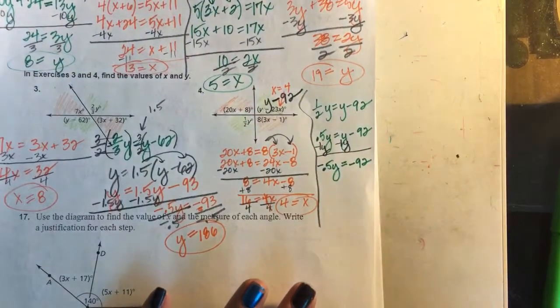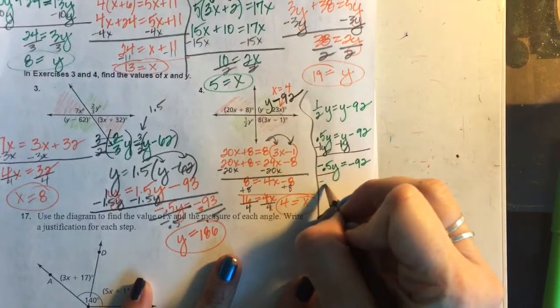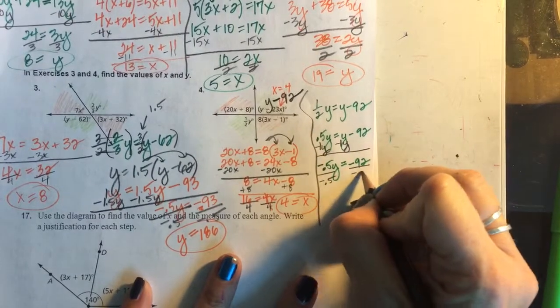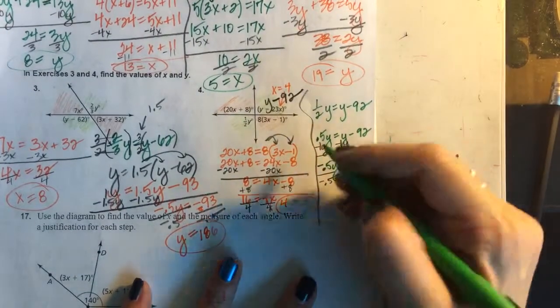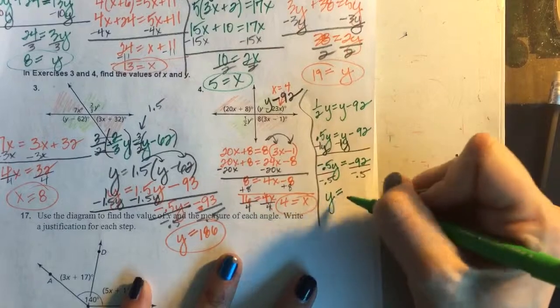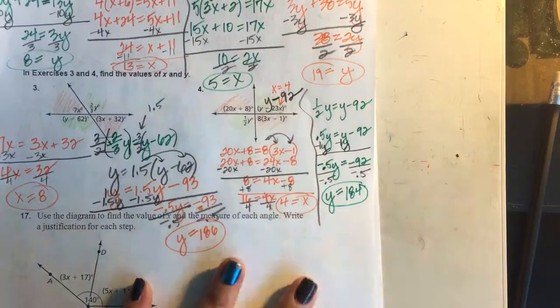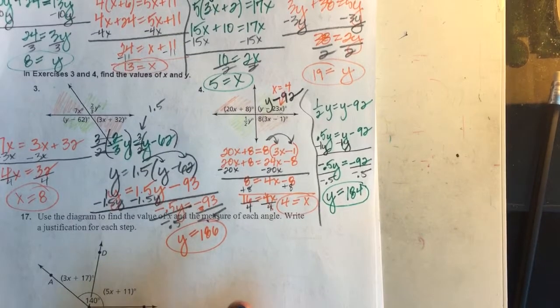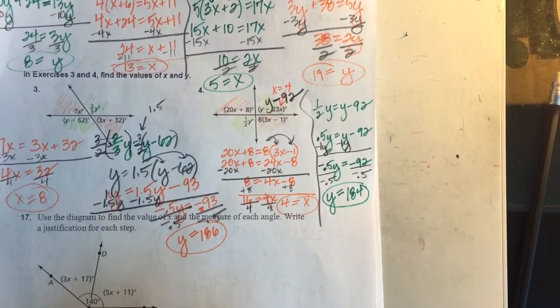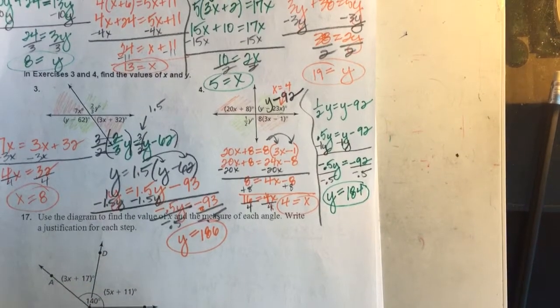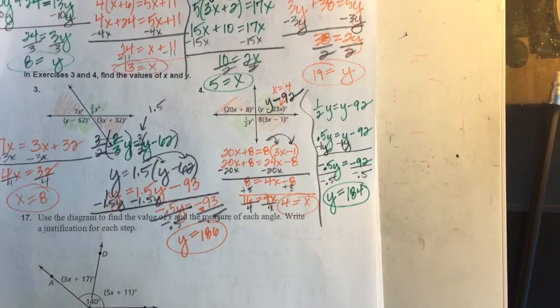And then to finish this up, I'm going to divide both sides by negative 0.5. And I'm going to get down to y is equal to 184. Negative 92 divided by negative 0.5 is 184. And I just went to my calculator and did that while you guys were writing.